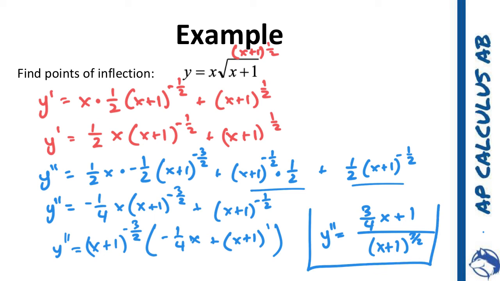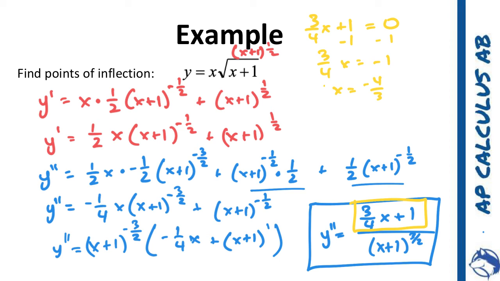So now that I've got my double derivative here, or my second derivative, I need to figure out where that's going to be equal to 0. So I'm going to look at the top chunk, set that equal to 0, so 3/4 x plus 1. When does that equal 0? Well, subtract 1 to the other side, and I get 3/4 x is equal to a negative 1. So x has to be equal to a negative 4/3. So that would be where a point of inflection could occur.